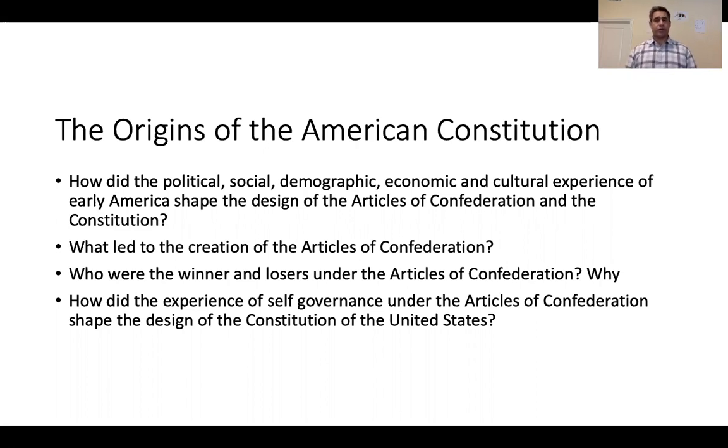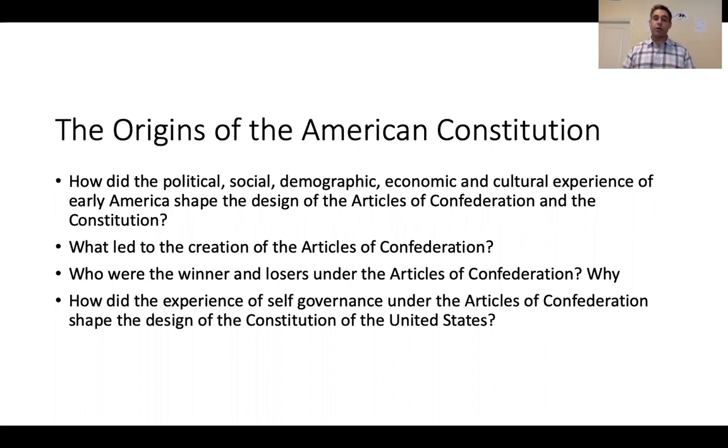Today we're going to shift our focus and talk about the origins of the American constitutional tradition, the origins of the constitutions of the United States of America. We're going to step back in time a little bit and ask ourselves how the political, social, demographic, economic, and cultural experience of early America shaped the design of the Articles of Confederation and ultimately of the Constitution of the United States of America.